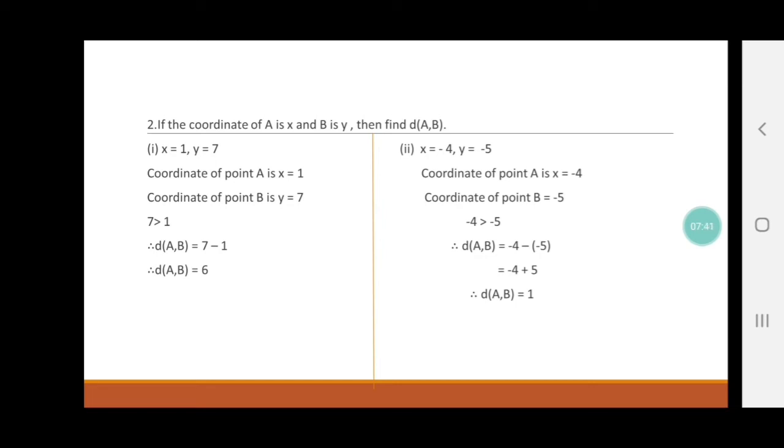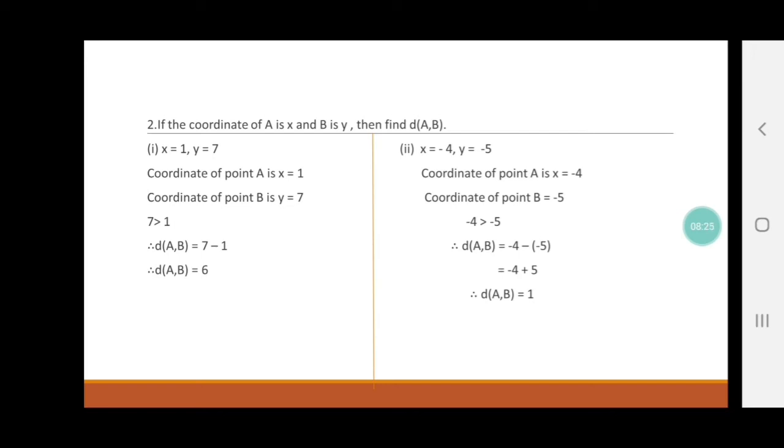I'll start with question number 2. If the coordinate of A is x and B is y, then find the distance between AB. Now here x is equal to 1 and y is equal to 7. So the coordinate of point A is x, and the value of x is 1. And the coordinate of point B is y, and the value of y is 7. Now if you look at the numbers, 7 is bigger than 1. So the distance between AB will be equal to y minus x, that is equal to 7 minus 1, equal to 6. So distance between AB is equal to 6.